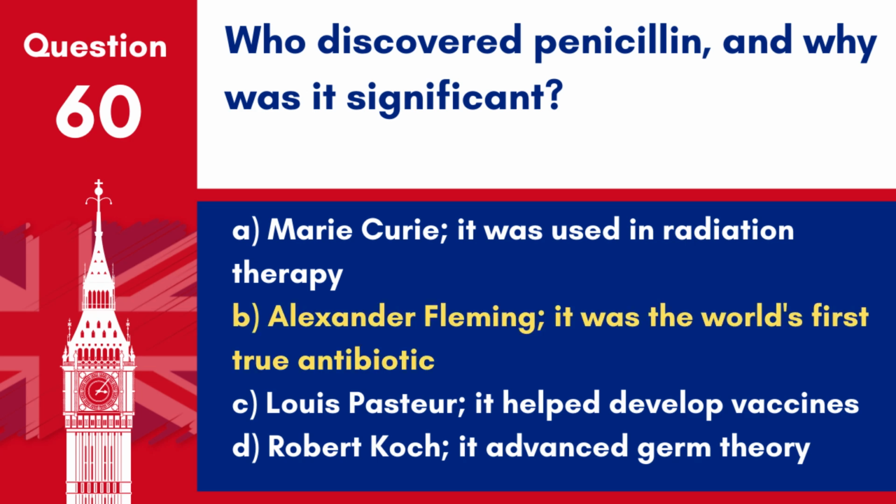Answer: B. Alexander Fleming. It was the world's first true antibiotic. Alexander Fleming's discovery of penicillin in 1928 was significant because it introduced the age of antibiotics, revolutionizing the treatment of bacterial infections and saving countless lives.